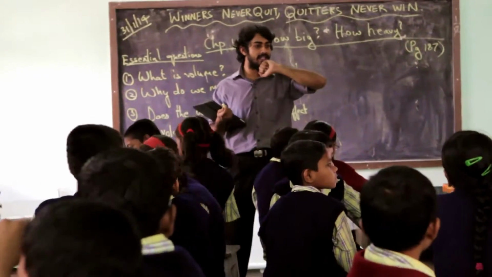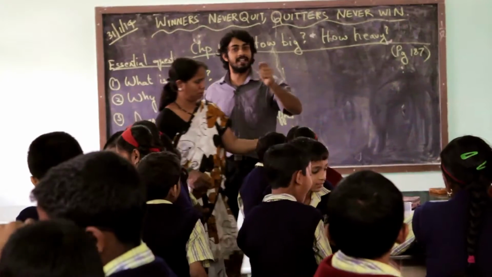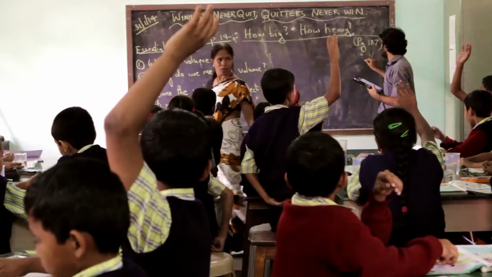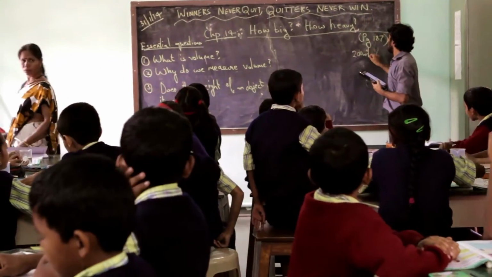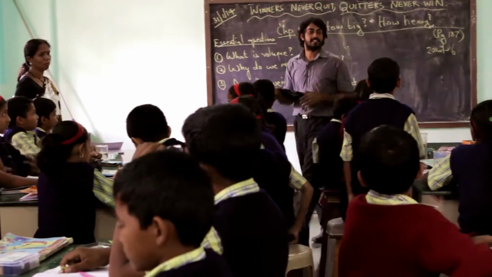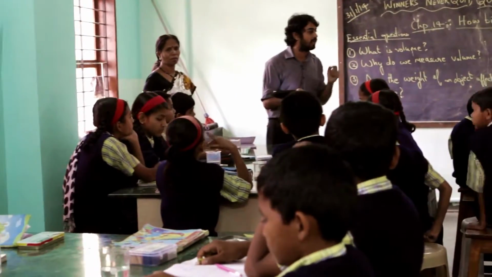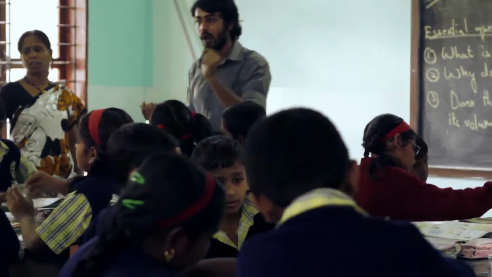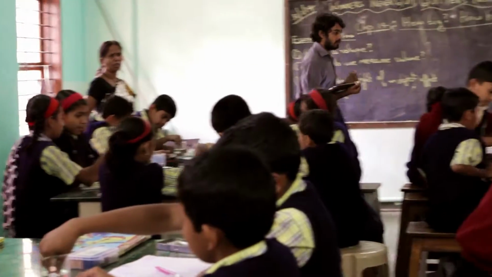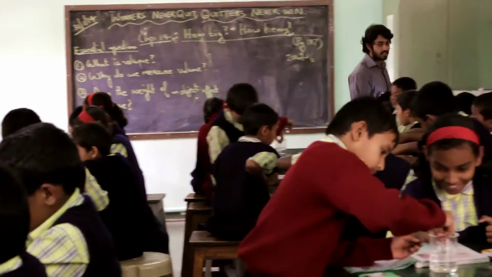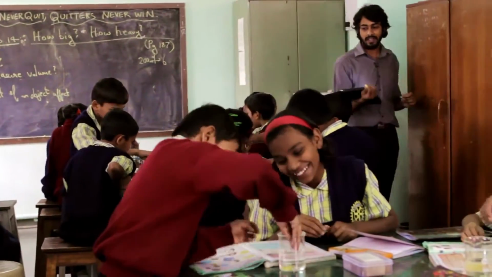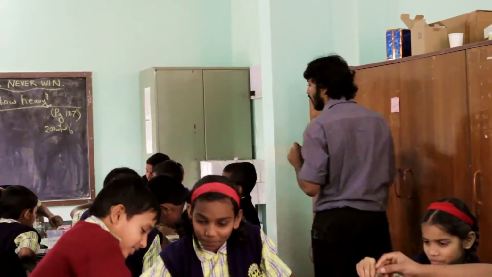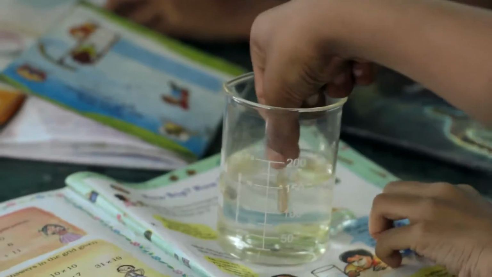Slowly, what did your partner say? Your partner said 200. How many of your partners said 200 ml? Raise your hand. 6 pairs are saying near 200 ml. Now, please drop the 6 marbles slowly, carefully, one by one. Slowly, Abhishek, they are very fragile. Slowly, carefully, one by one. And now discuss with your partner how much the water level has risen.